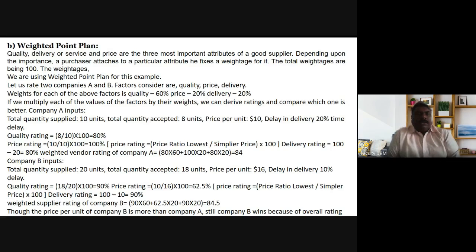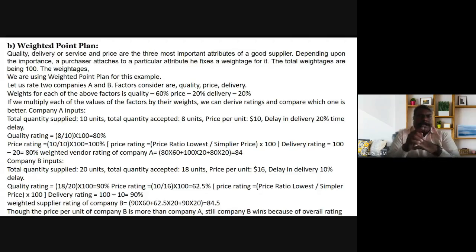Here, how they are going to do it, you can see this. Let us read the two companies A and B. Factors considered are quality, price, delivery. Weights for each of the above factors: quality 60%, price 20% and delivery 20%. So it constitutes 100%. So they are going to evaluate both companies on these factors, quality being 60% of their performance, and 20% and 20% for the others.